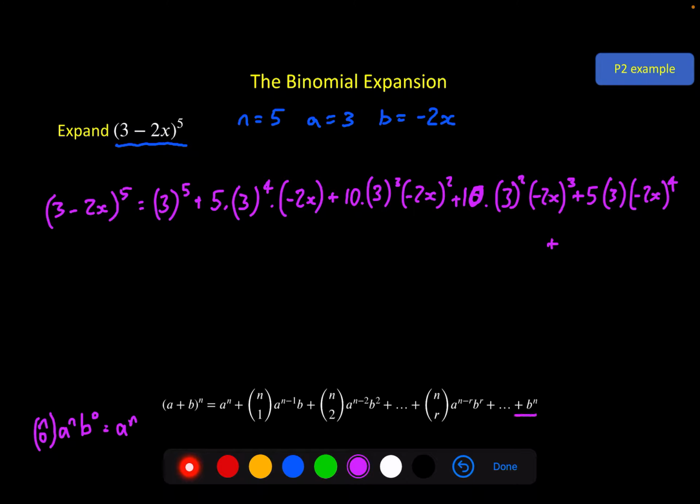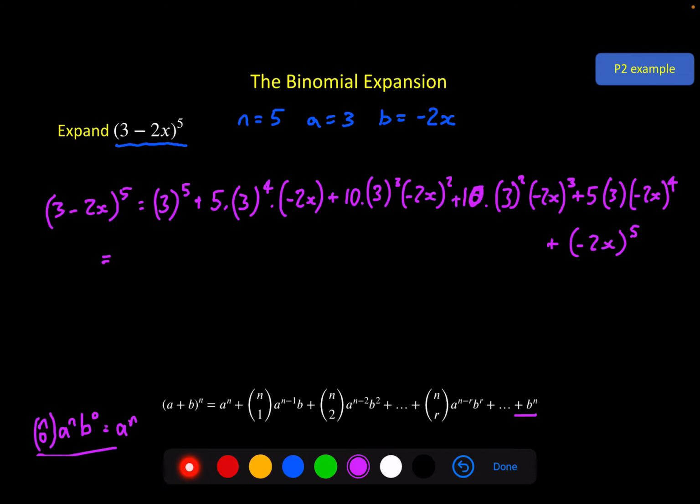And same reasoning over here, they don't actually write out n choose n because that will always be a 1, so there's a 1 on the end here, and 3 to the 0 is going to be a 1, so that's just minus 2x to the power 5. I hope you can see that very easily and quickly these expansions take a lot of writing space. It's not necessarily a quick question, but it should be a fairly straightforward question. And then you must remember to simplify.